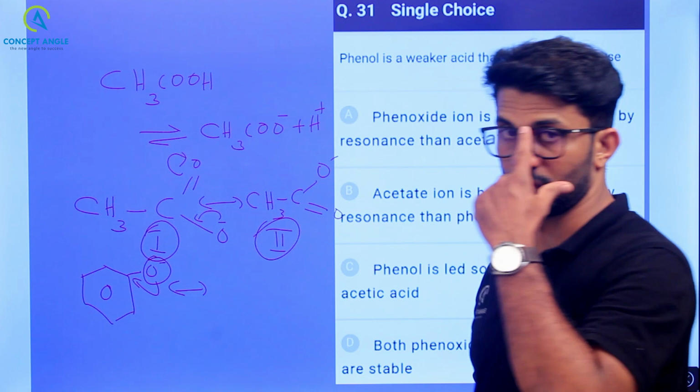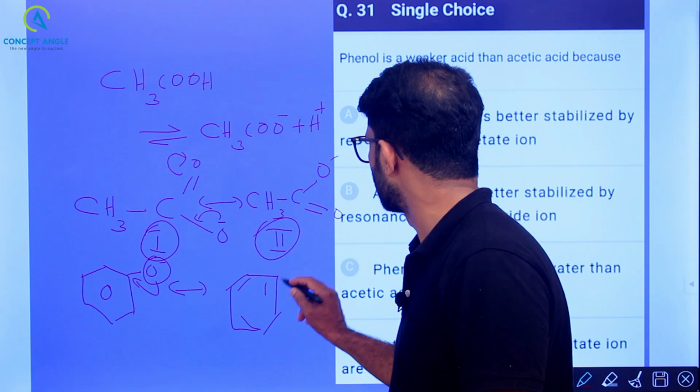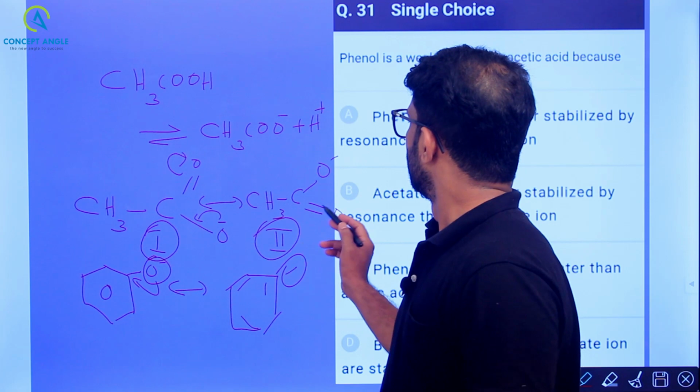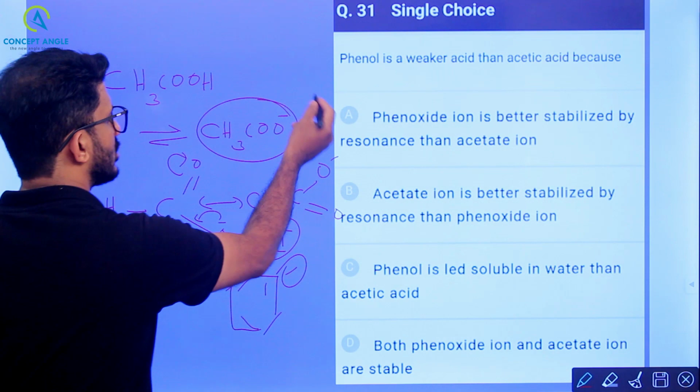But in phenoxide, when the carbon atom bears a negative charge, that contributes very little towards the resonance hybrid, the actual molecule. So the acetate structure is more stabilized. Acetate ion is more stabilized, so acetate ion is readily formed, and when an acetate ion is formed, H plus ion will be formed.